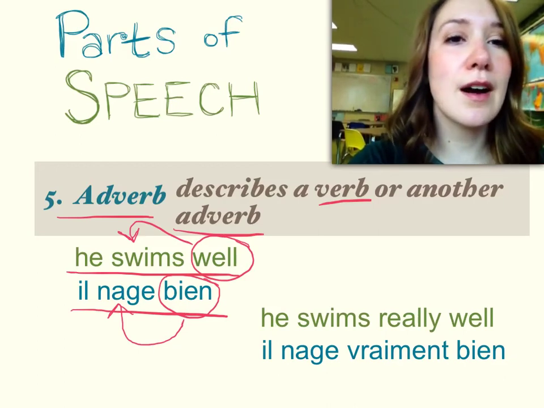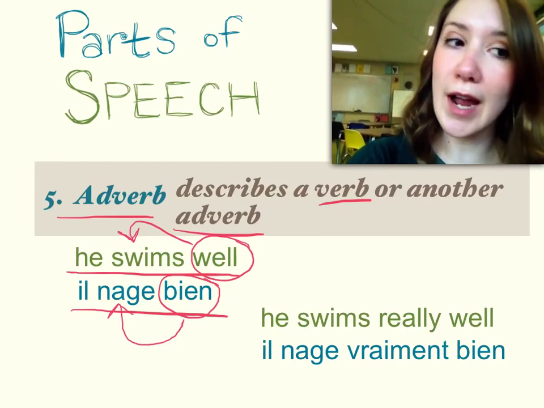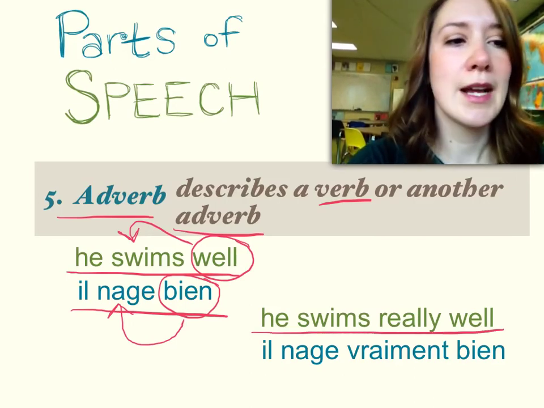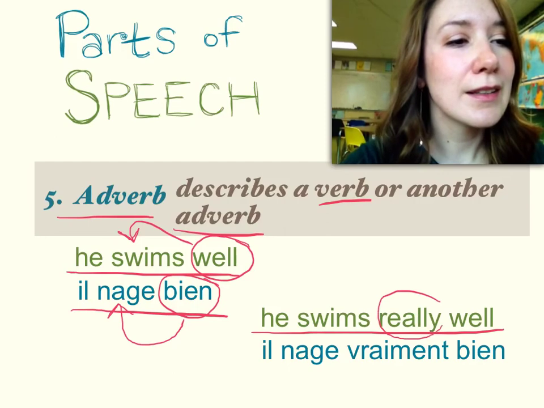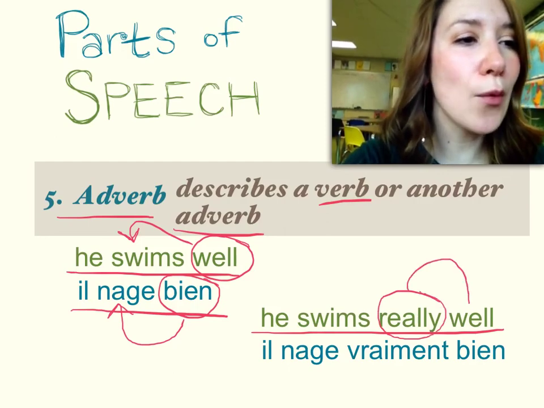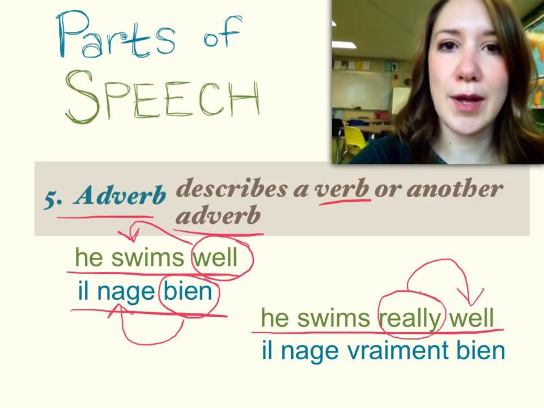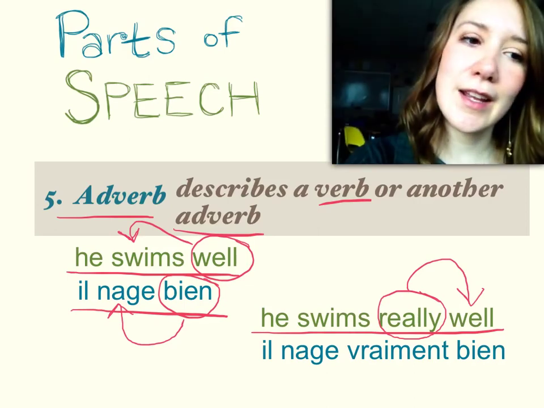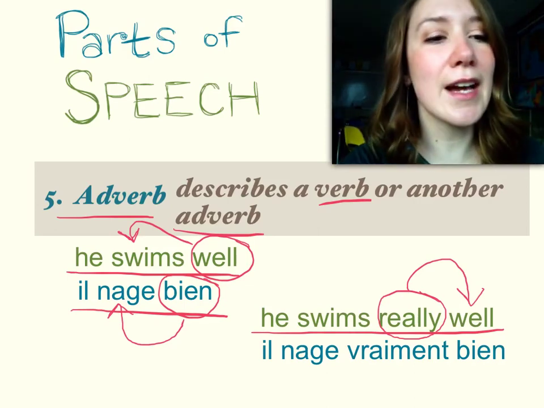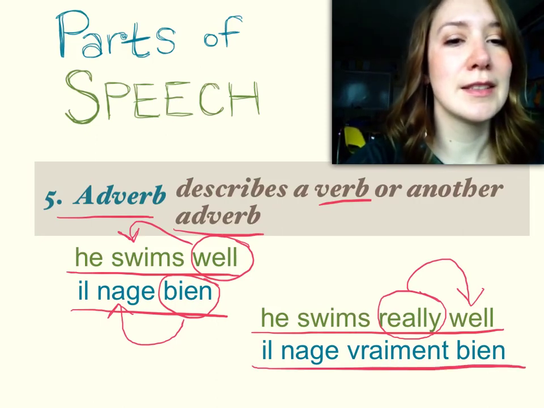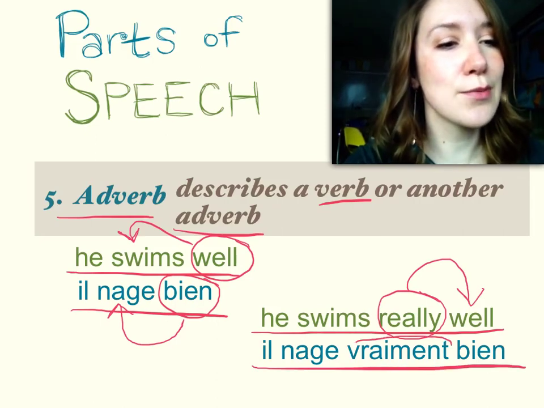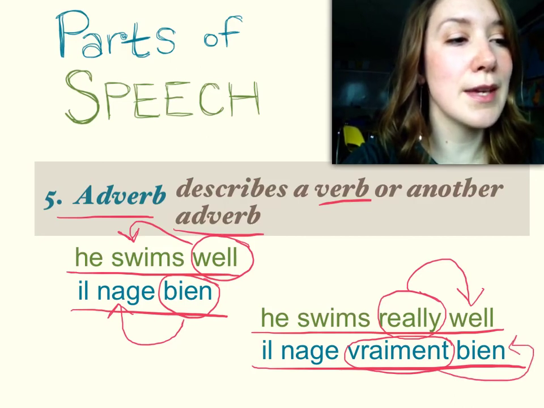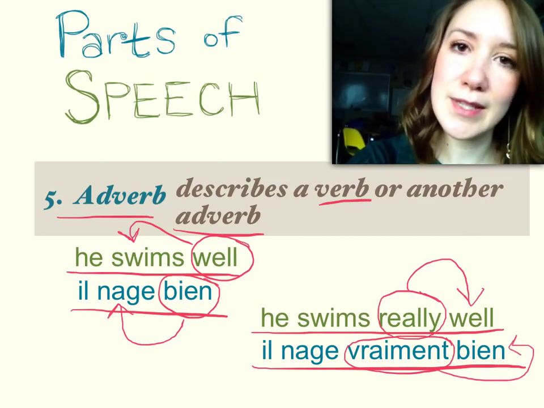If we want our adverb to describe another adverb, we could say he swims really well. And really is an adverb that describes how well he swims. He swims really well. In French, we would say il nage vraiment bien. Vraiment means really. And it describes how well, bien, he swims.